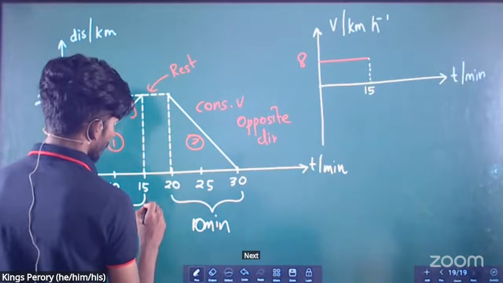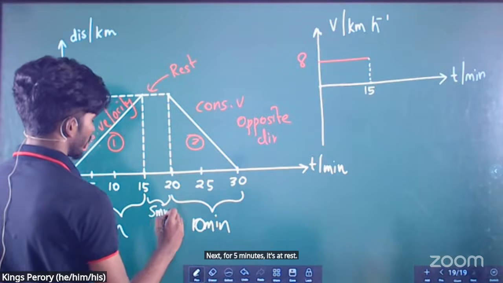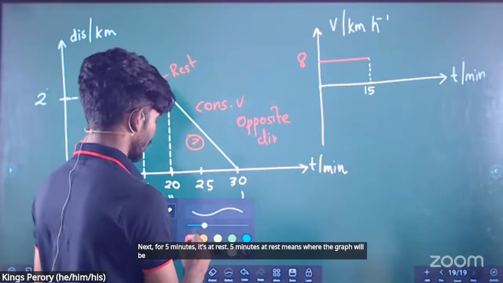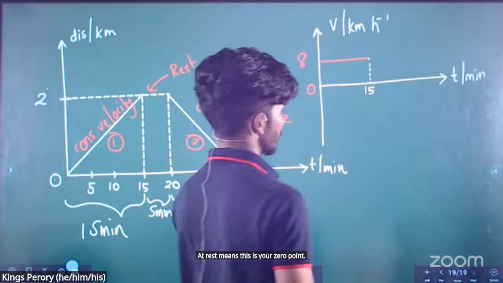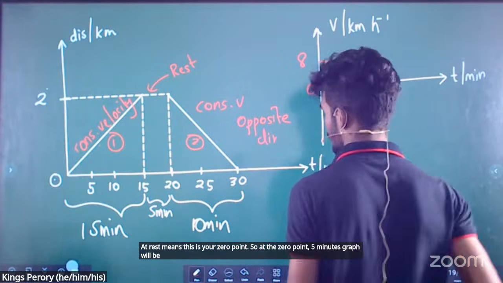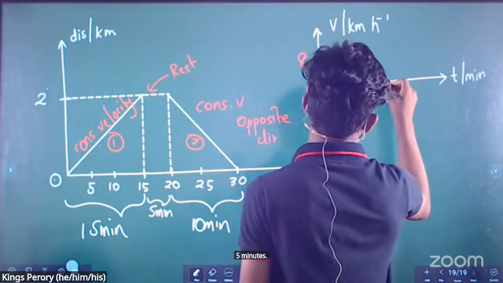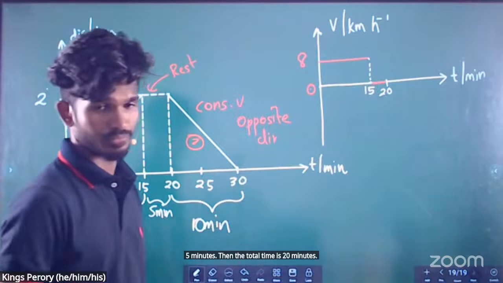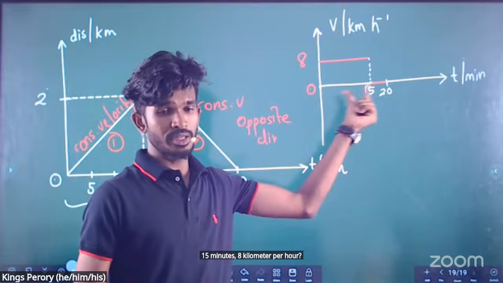Next, for 5 minutes, it's at rest. 5 minutes at rest means where will the graph be in the VT graph? At rest means this is your 0 point. So at the 0 point, for 5 minutes the graph will be flat like that. Then the total time is 20 minutes. 15 minutes 8 kilometer per hour. 5 minutes speed is 0.